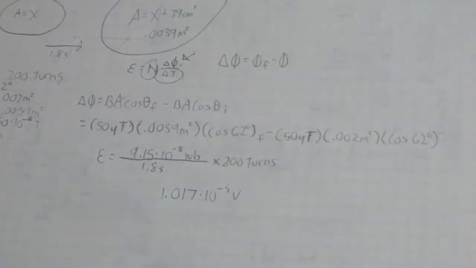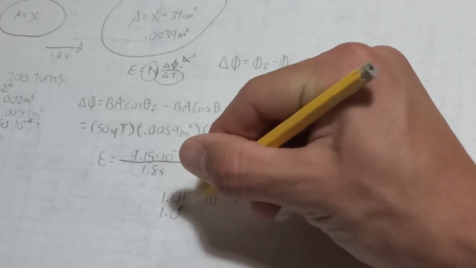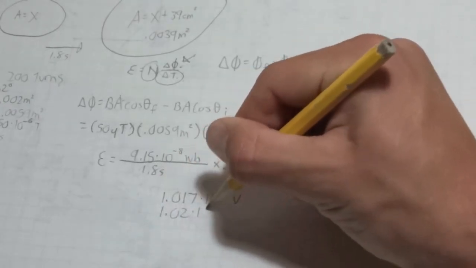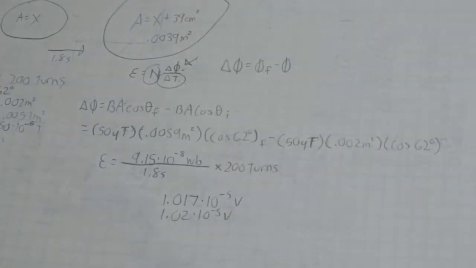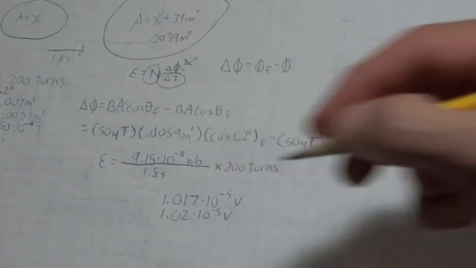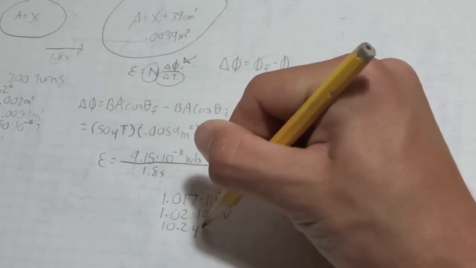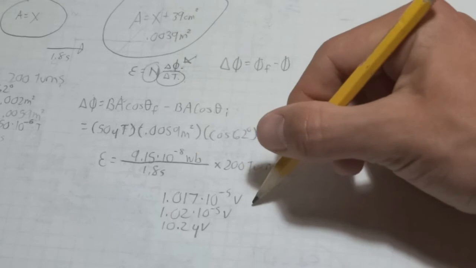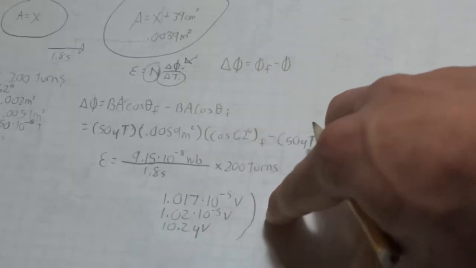The book is going to be very sneaky, and it's actually going to round this up a little bit. They're going to call it 1.02 times 10 to the negative 5 volts. And if that's not bad enough, they're actually going to make it 10.2 microvolts. All three of these have the same value, so all of these are the correct answer.